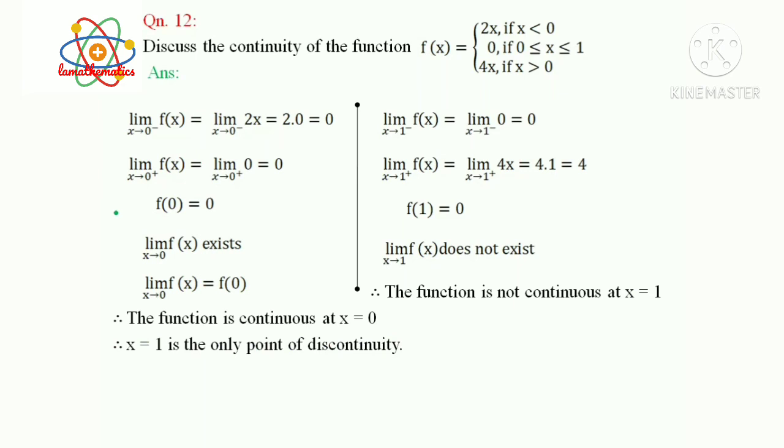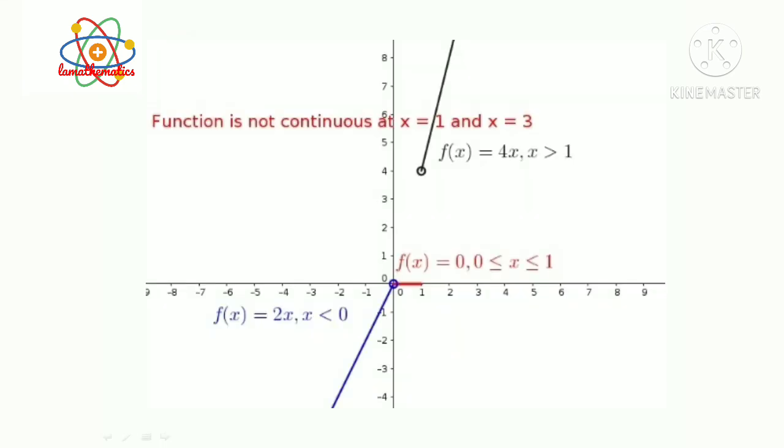Or, in other words, we can say that the function is continuous at all points except at x equal to 1. To get a concrete idea, we draw the graph of the function. We checked the continuity at the points 0 and 1. We can find a break at the point 1 only. That is, at the point 0, left limit, right limit and value of the function are equal. That is, continuous at x equal to 0.